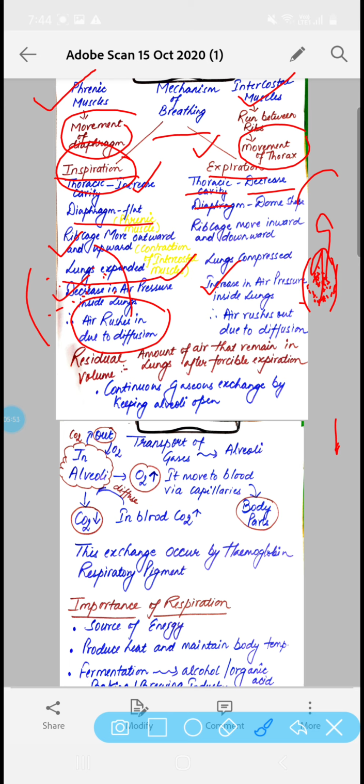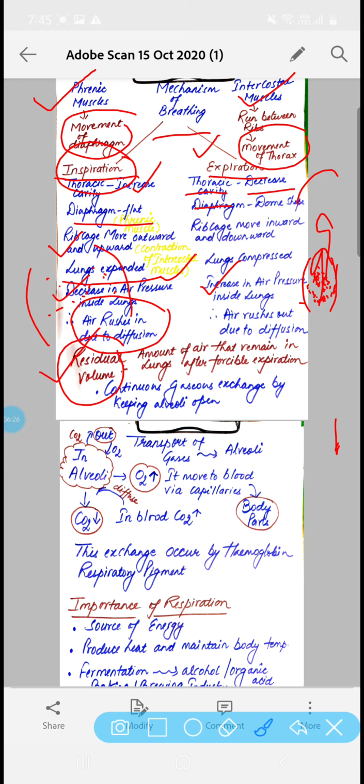Okay, so this was the mechanism of breathing, which is very important. So if you draw this flow chart, you will get the full marks. तो इसके थ्रू, इस फ्लो चार्ट के थ्रू आप easily दोनों प्रोसेसेस को कंपेयर कर सकते हो, and it is easy to learn. Now we come to the important term related to the breathing, related to the lung capacity, that is the residual volume. Now what is residual volume and what is its importance?